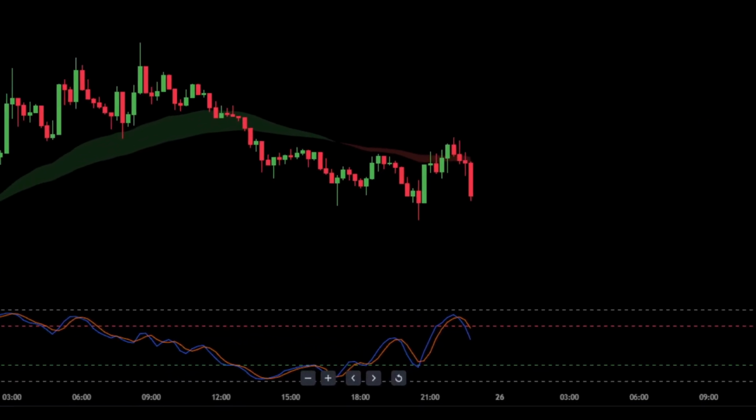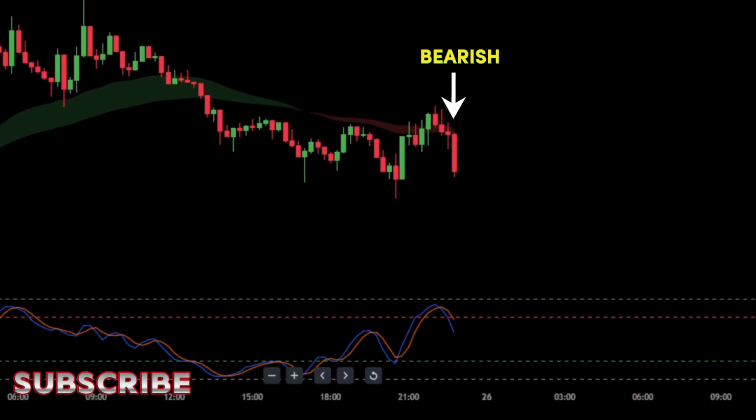Now, let's discuss how to place buy and sell entries using this pullback trading strategy. How to place a sell entry. If the pullback arrows indicator is red, it signals a bearish trend. In this situation, focus solely on finding the best point to place a sell entry.